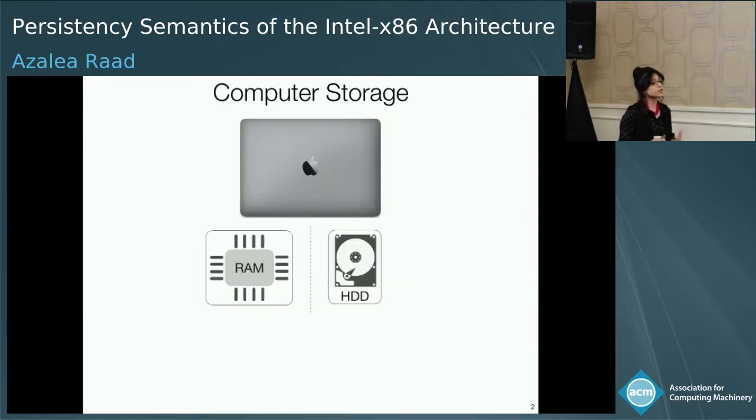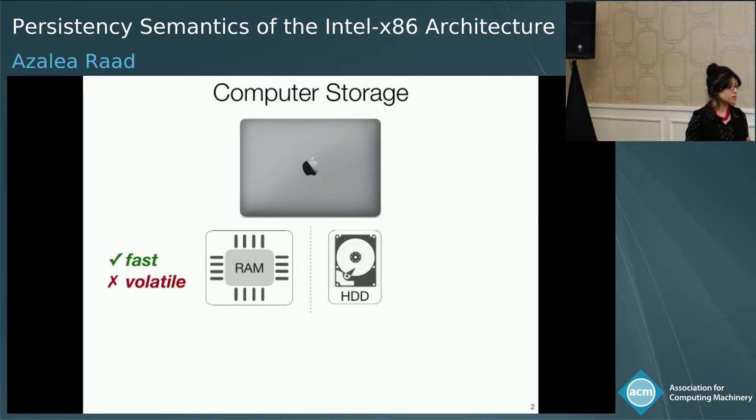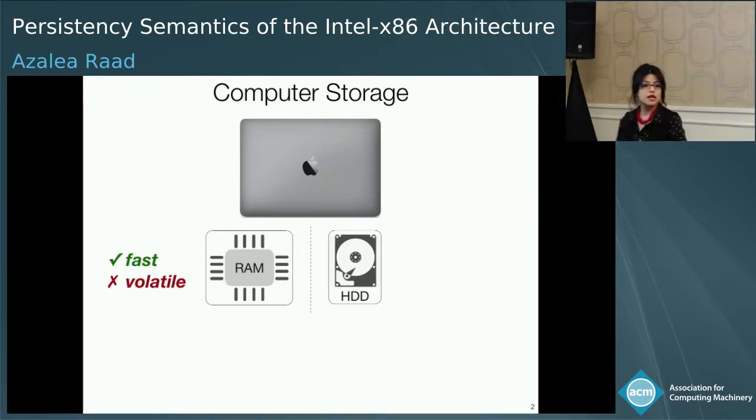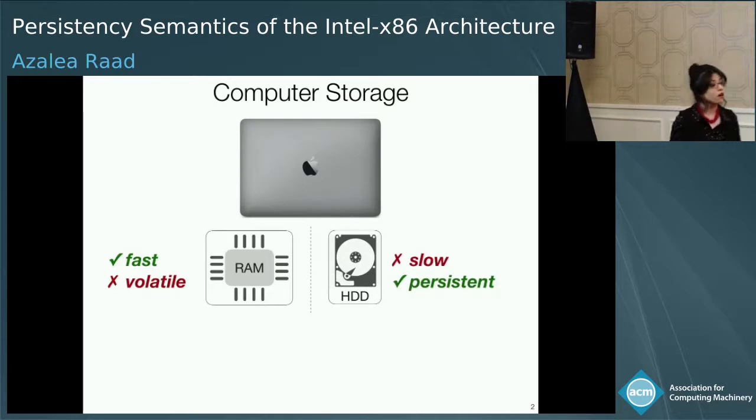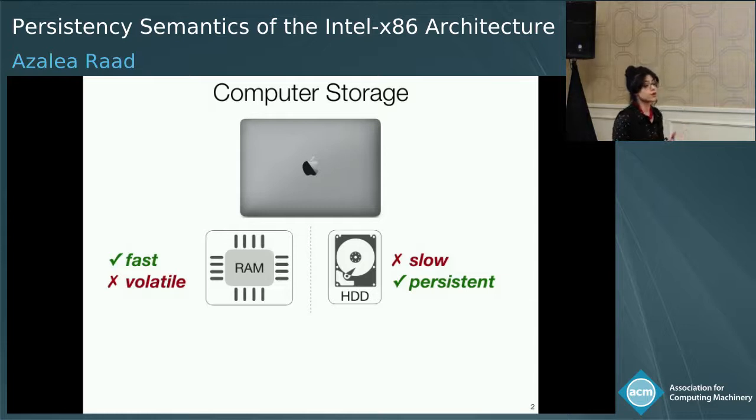Traditionally, the storage in our computers is divided into two categories. On the one hand, we have the random access memory, the RAM, which is fast to access, to read and write, but it is volatile in the sense that if there's a power failure or a crash, when you restart your machine, the contents of the RAM will be lost. On the other hand, we have the hard disk drive, which is slow to access by comparison, but it is persistent, and it preserves its contents across power failures.